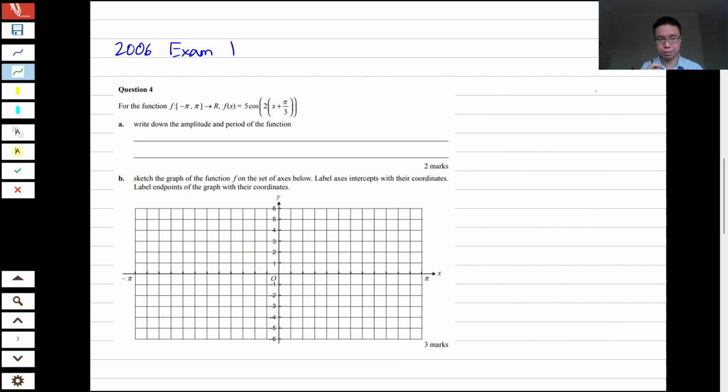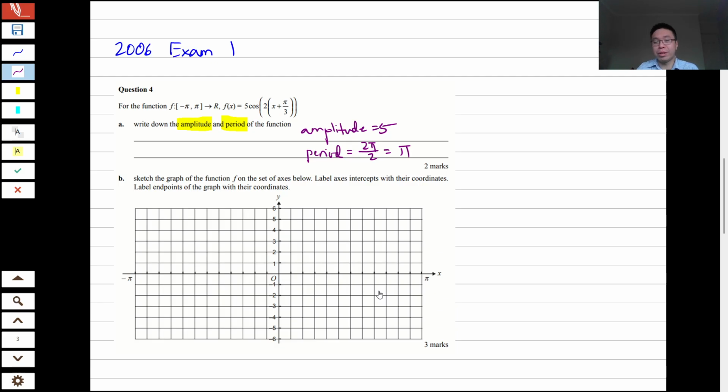Here's the next question. So this time we are asked to sketch y equals 5 times the cosine of 2 bracket x plus 3. You'll notice the structure is pretty much the same as the 2004 question, except now they've changed sine to cosine. They've even helped you in this question by asking you to start by writing down the amplitude and the period, and they've given you a mark each. So the amplitude is 5, and the period is 2 pi divided by the coefficient of x, which is 2, so period is just pi.